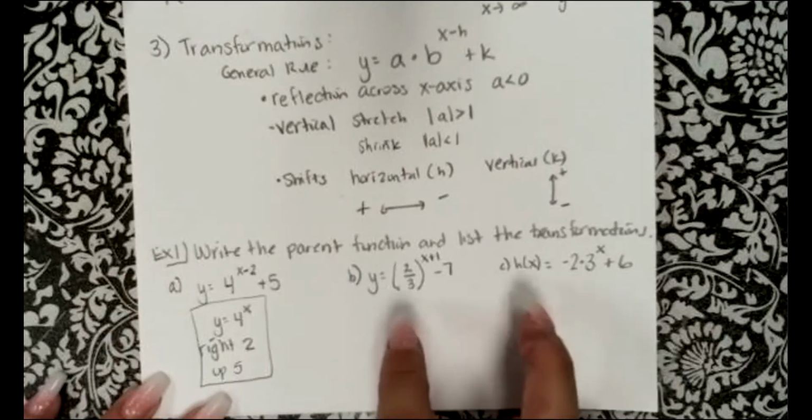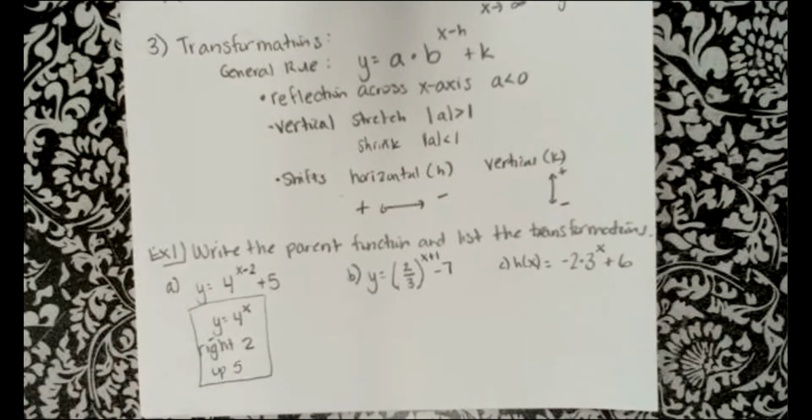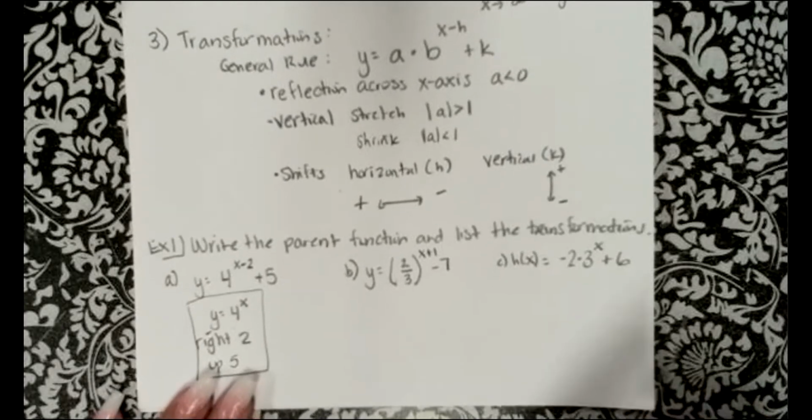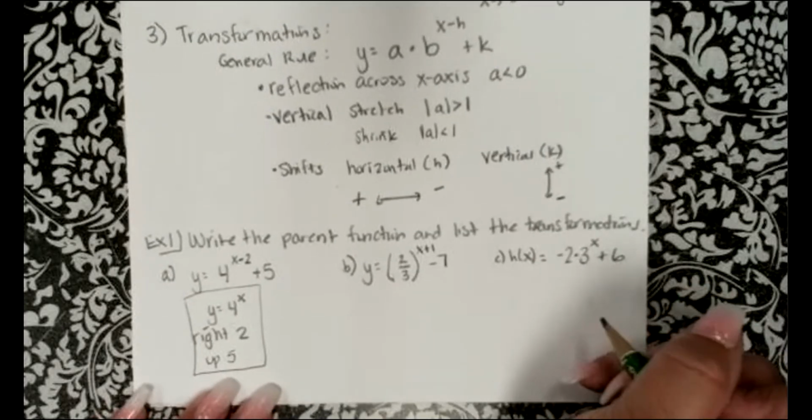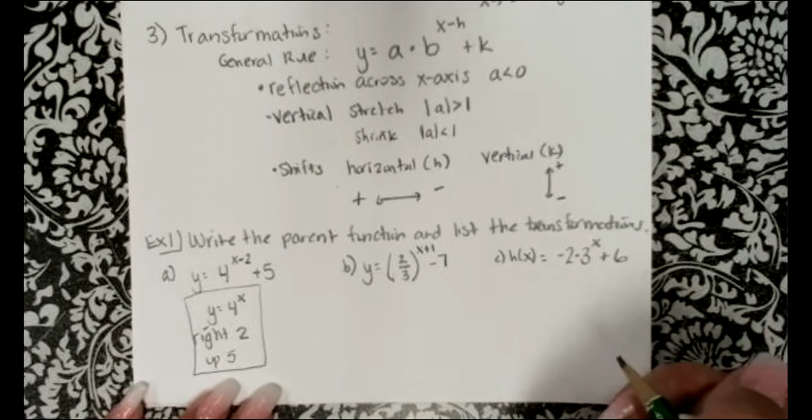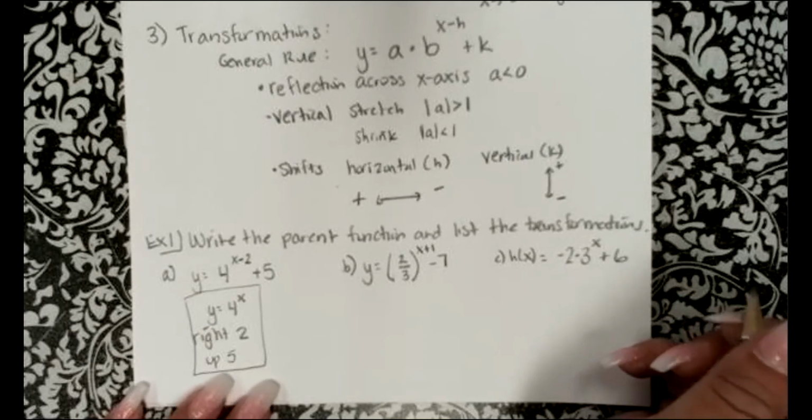Go ahead and do B and C right now on your own. Write the parent and any transformations. If you need to hit pause to do it on your own. I'm going to go ahead and go over the answers now.